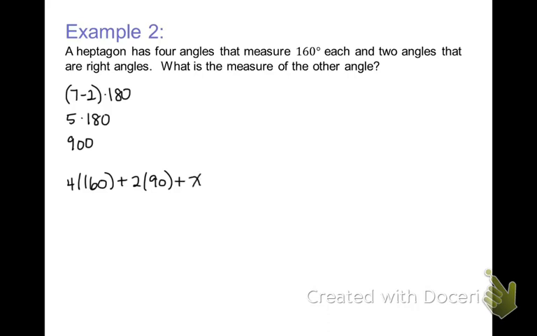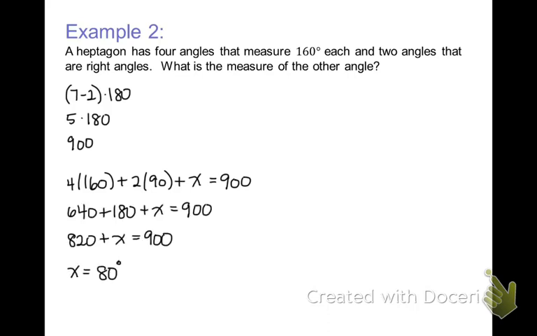Plus x for the missing angle, right? That's our 7th angle. Right now we've had 4 angles plus 2 angles plus our 7th angle. That should add up to 900. So why don't you guys work on calculating this all out, and then we'll see if we all agree on the answer. Here are the calculations you should have done: you should have gotten that x is 80 degrees. Anyone have any questions on that?